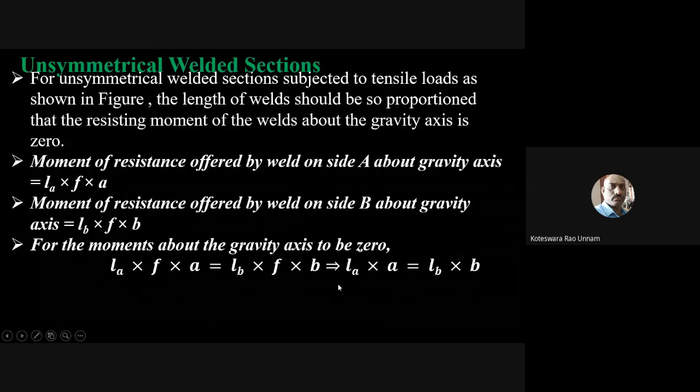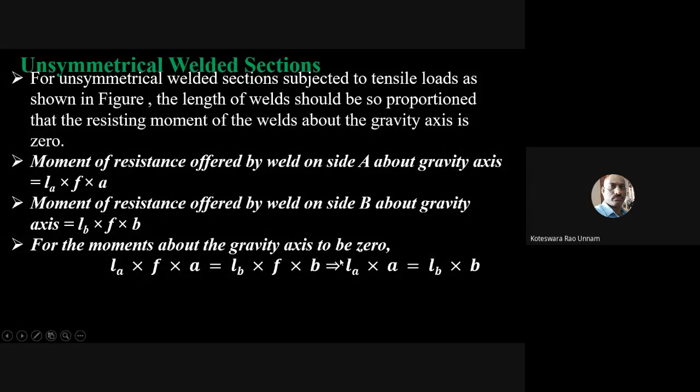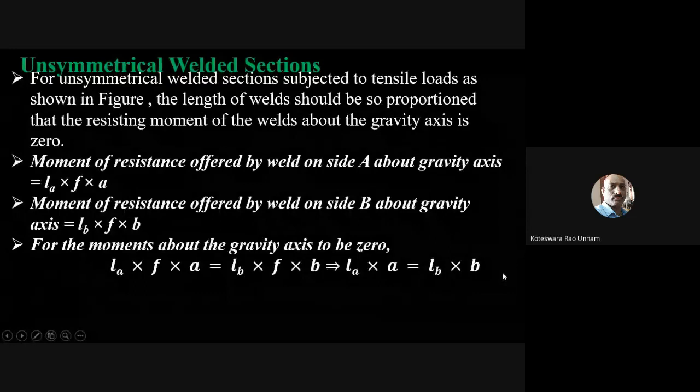Again, I have one more relation, that the total length of the weld is LA plus LB. So this is one equation, but I have two unknowns, LA and LB. Two unknowns are there with one equation, so I cannot solve it. I require an additional equation.